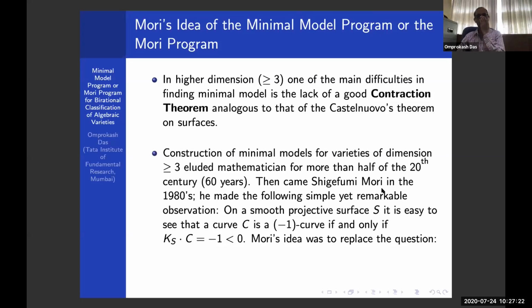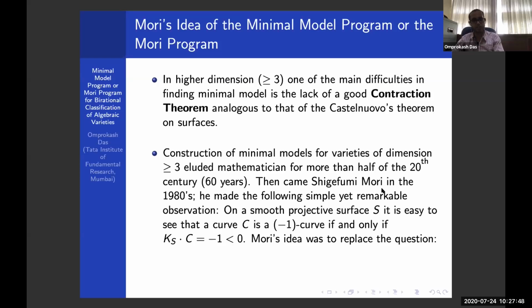Not having an analog of Castelnuovo's theorem in higher dimension was a huge problem. There was absolutely no progress in the minimal model program, or this kind of contraction theorem, for 60 years after 1920. Then in the 1980s, Mori made a simple yet very remarkable observation about Castelnuovo's theorem.